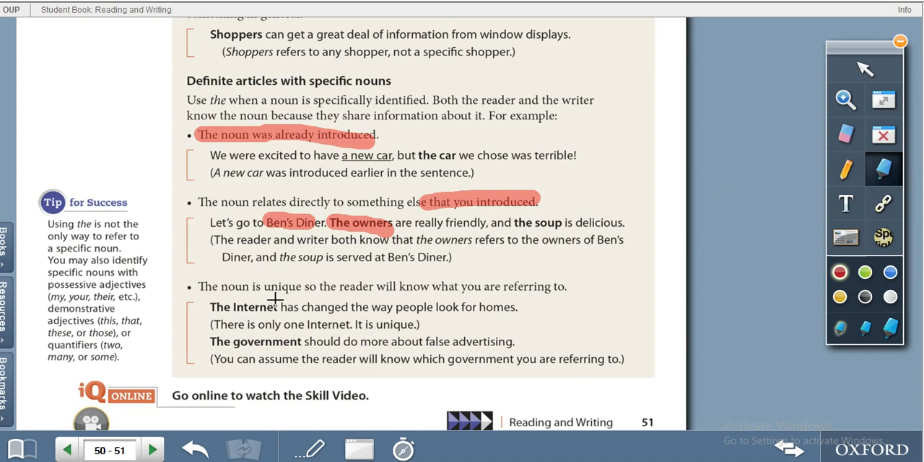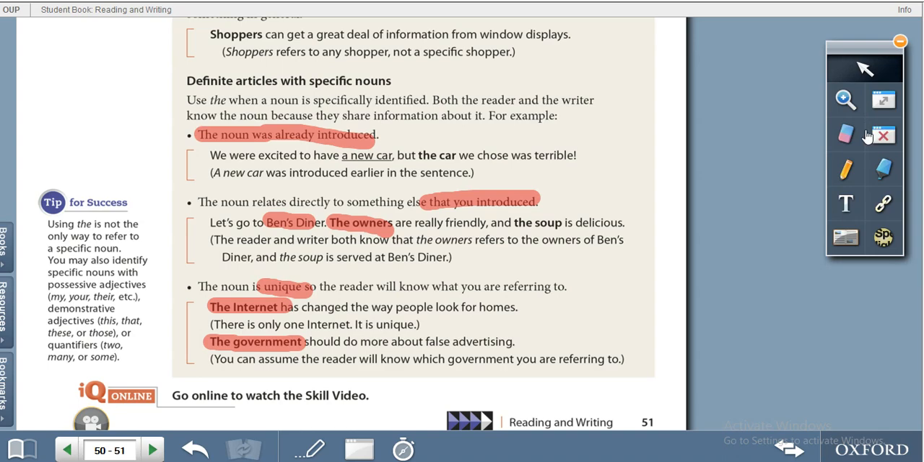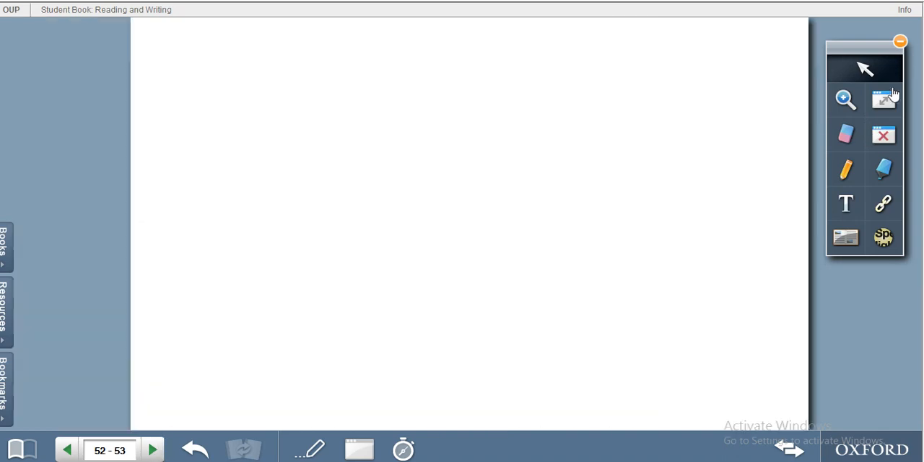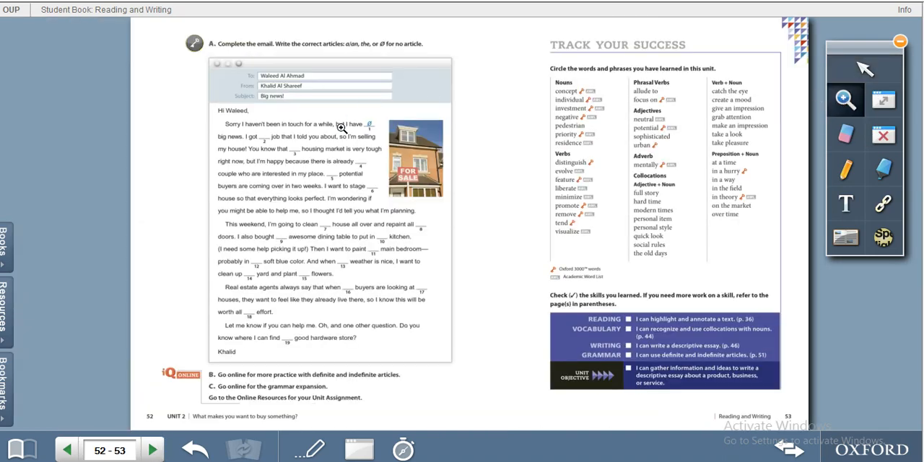When something is unique or something is specific or something is special, so we are particular, so we use the word the, definite article, the, for example, the internet, the government, the university. So here we use the, not the indefinite article. Yes, here we can use the definite article with specific things in detail. Okay, let's go to the next page, the exercise, how we can use definite and indefinite article.